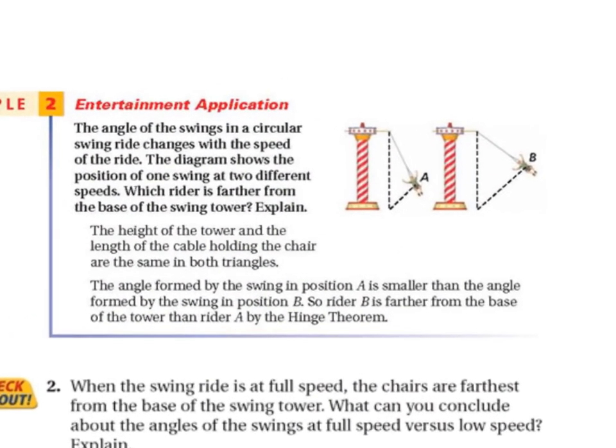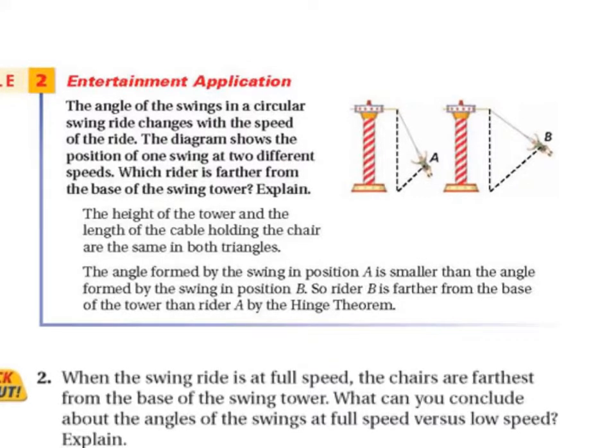All right, this one says the angle of the swings in a circular swing ride changes with the speed of the ride. The diagram shows the position of one swing at two different speeds. Which rider is further from the base of the swing tower? So remember, you're looking for either the Hinge theorem or its converse. In both, you need two pairs of congruent sides.